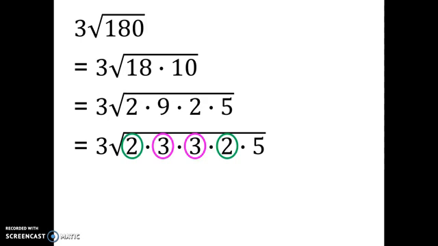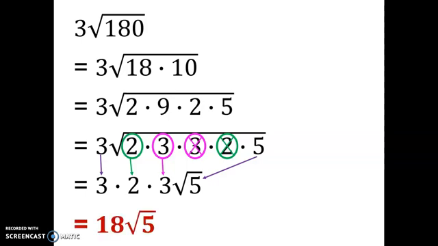Next is circling the pairs. I have a pair of 2s and a pair of 3s. Now, the 3 out front stays out front. For my pair of 2s, one comes out, the other disappears. For my pair of 3s, one comes out, the other disappears, and my 5 stays in. And then I'm going to simplify it a little bit, put it all together, 18 root 5.